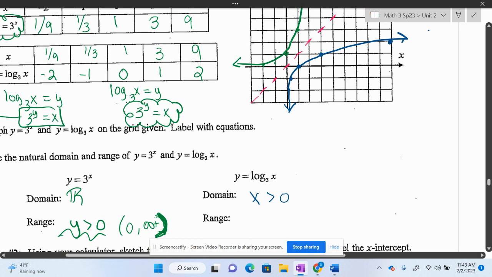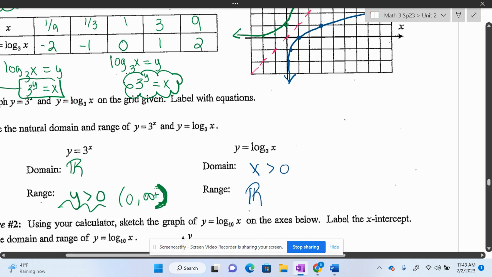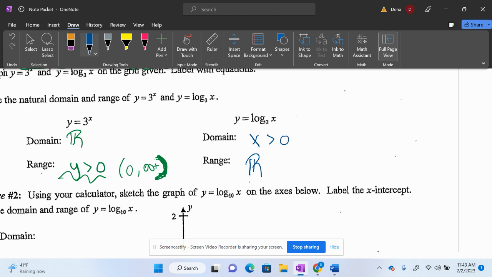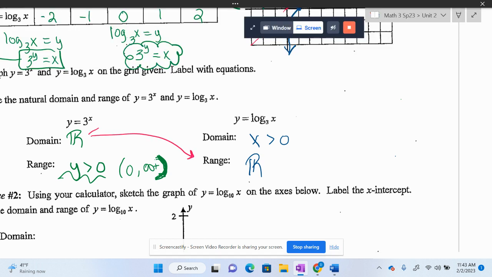What about my range? Yeah, all real numbers. So if you think about when we learned about inverses, look at this. These are just trading spots, right? So the domain for y equals 3 to the power of x is actually the range for the log function because they're inverses of each other. Does that make sense? Okay.